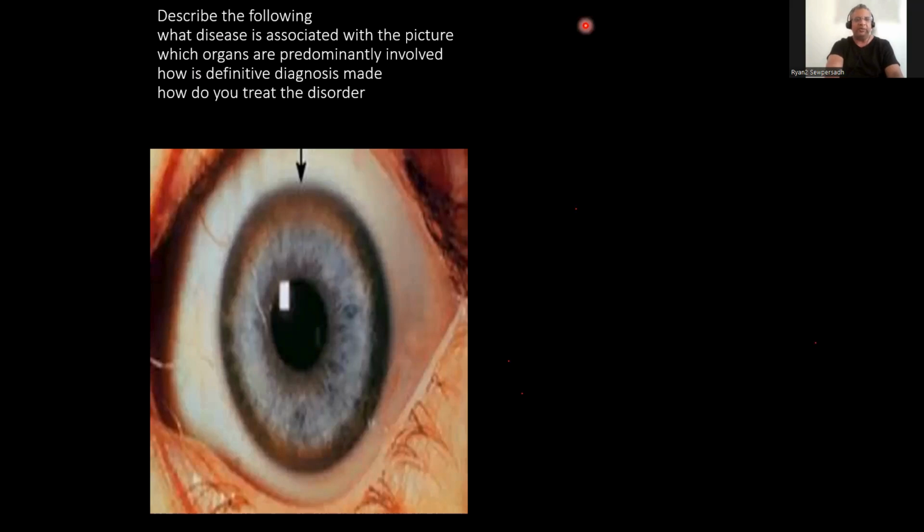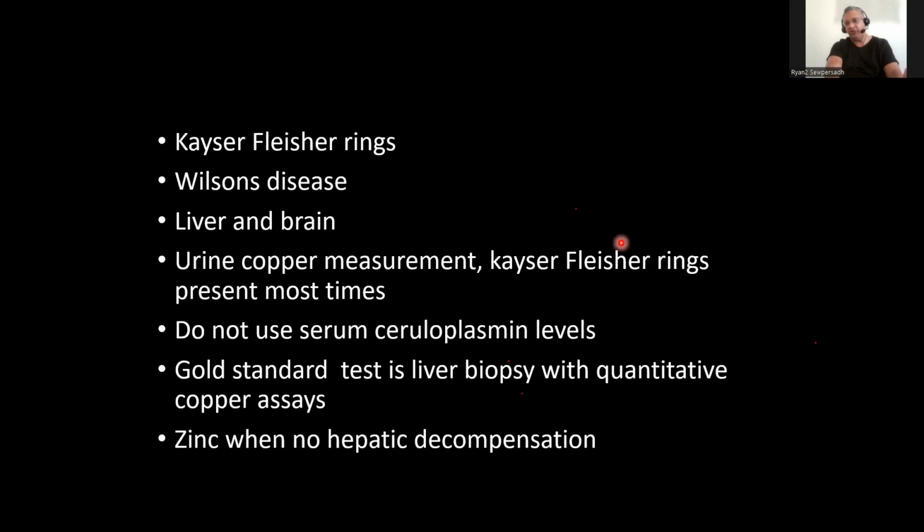Okay, so describe the following. What disease is associated with the picture? Which organs are predominantly involved? How is definitive diagnosis established? How do you treat the disorder? So, this is a case of Kayser-Fleischer rings in Descemet's membrane. So, this is Wilson's disease. Wilson's is often regarded as so-called copper overload. It affects predominantly the liver and the brain, causes hepatolenticular degeneration, and can cause hemolysis as well.